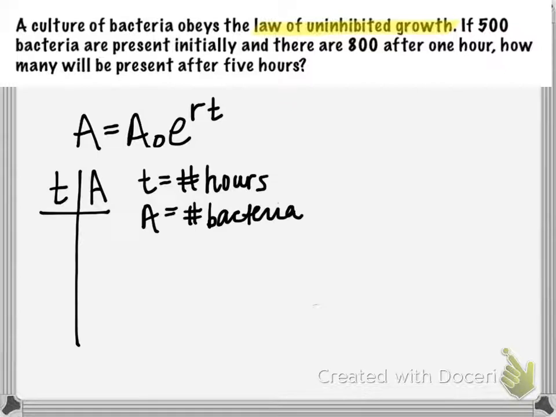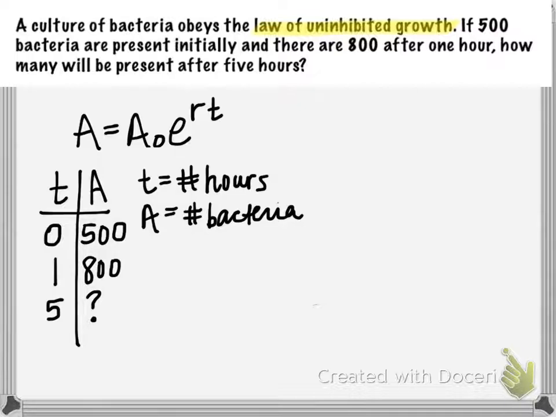Now let's reread the problem and see if we can identify what we've been given and organize it in the table. It says 500 bacteria are present initially. So at time 0, we have an amount of 500 bacteria. And there are 800 bacteria after 1 hour. And then the question is asking how many will be present after 5 hours. So when t is equal to 5, we're interested in this question mark, our amount.